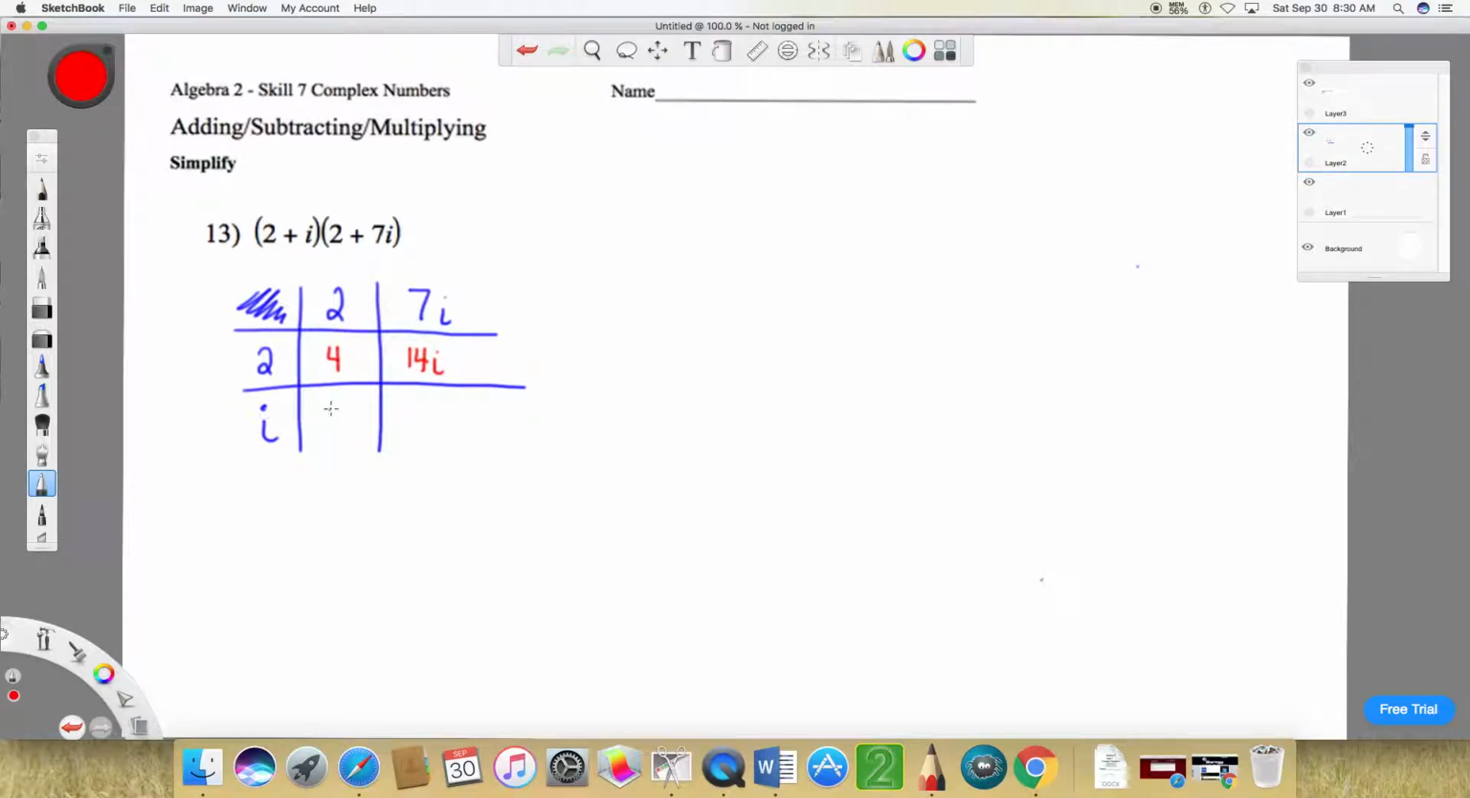And here we just have 2 times i. And here we have 7 times i squared. But remember that i squared is negative 1, so it changes the sign to a negative 7. We do have to remember that i squared is negative 1.